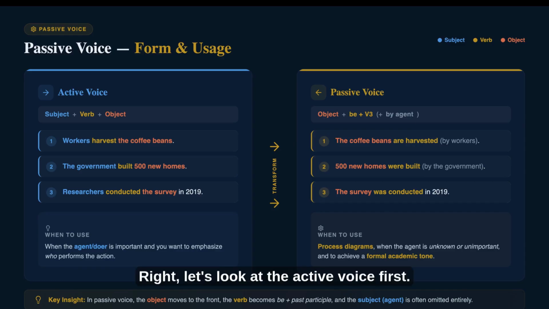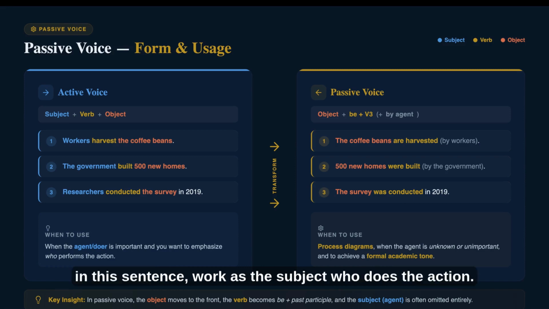Right. Let's look at the active voice first. So the main formula of active voice is subject followed by verb and object or complement. Then we can look at the example. Number one, workers harvest the coffee beans. So workers in this sentence work as a subject who does the action.